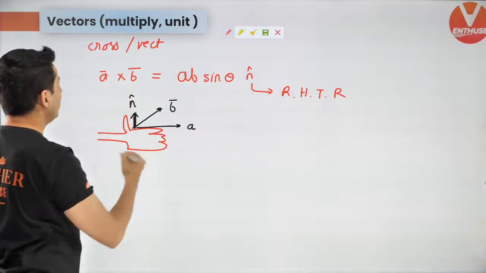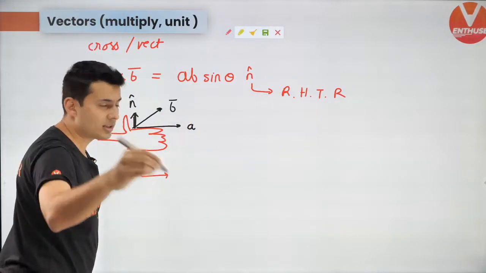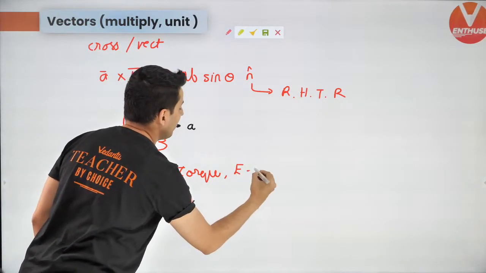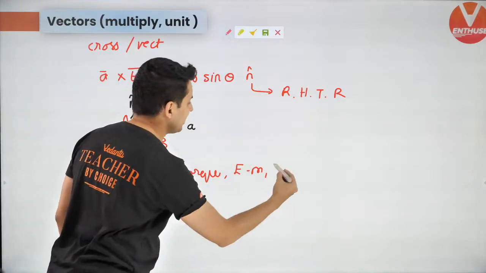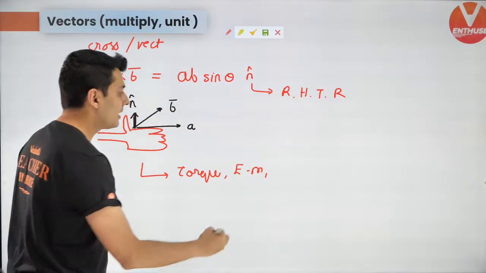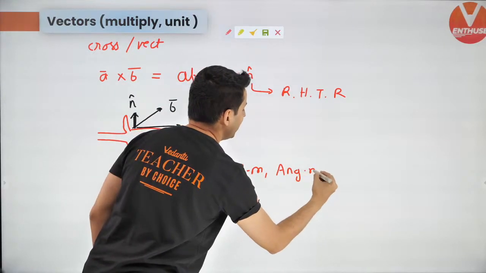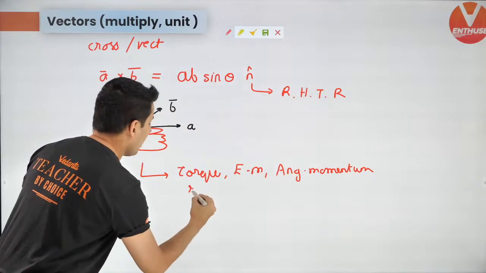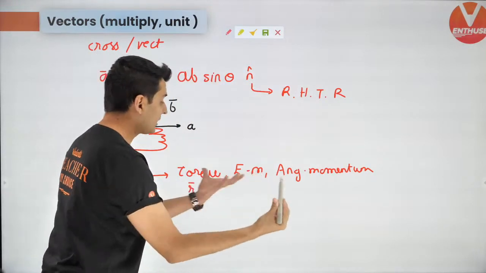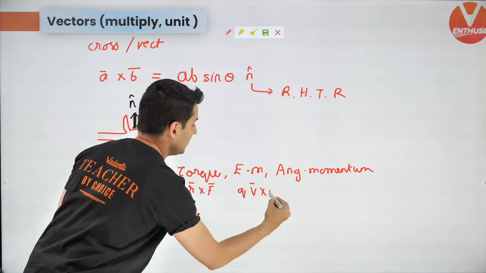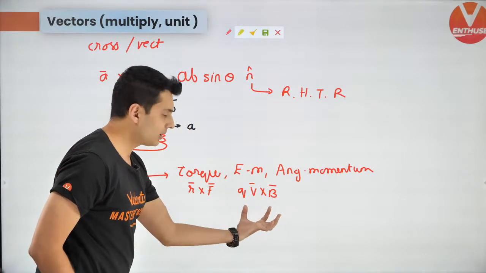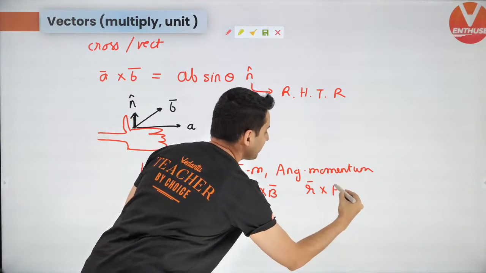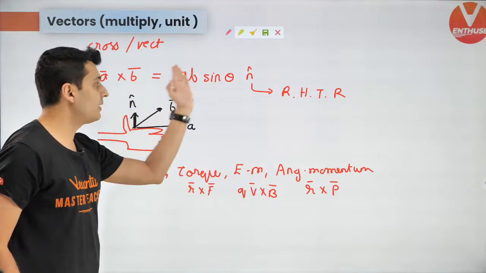Now, where will you use cross product? Cross product can be used to find quantities like torque, and in electromagnetism, angular momentum, and many other places. So torque is R cross F. In electromagnetism, the force is QV cross B. For 11th students, probably you have not heard of this, ignore it, it's okay. And angular momentum is R cross P. So these are some of the examples where you will use vector product.